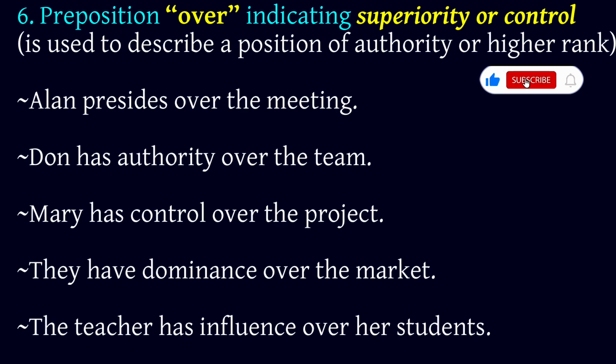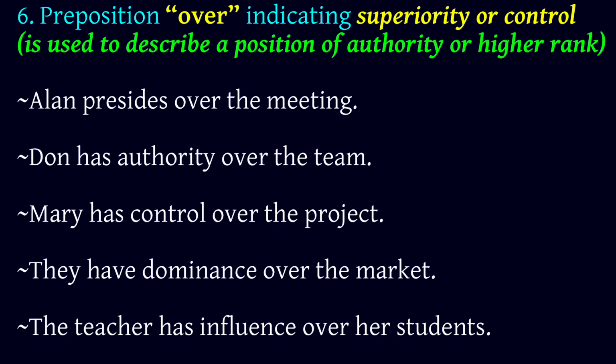6. Preposition over indicating superiority or control is used to describe a position of authority or higher rank. Alan presided over the meeting. Don has authority over the team. Mary has control over the project. They have dominance over the market. The teacher has influence over her students.